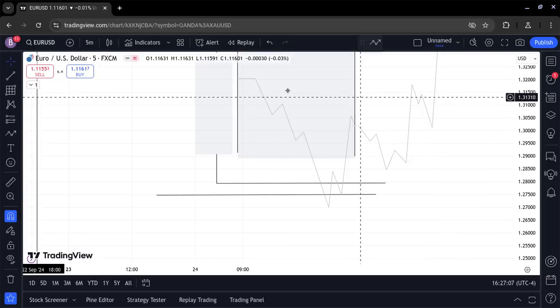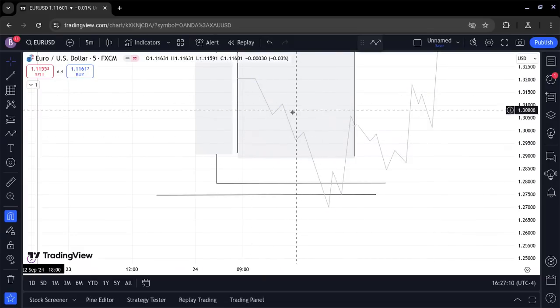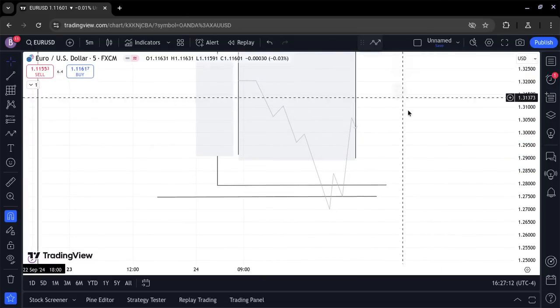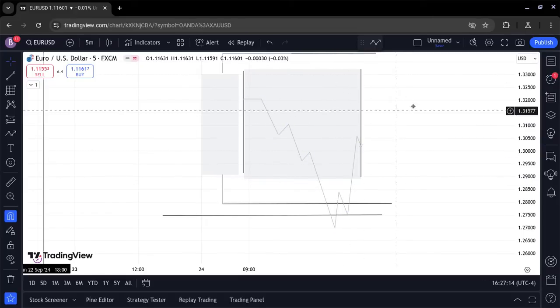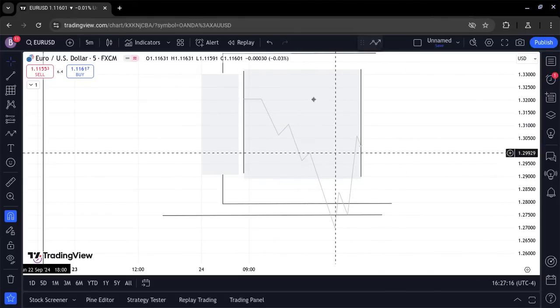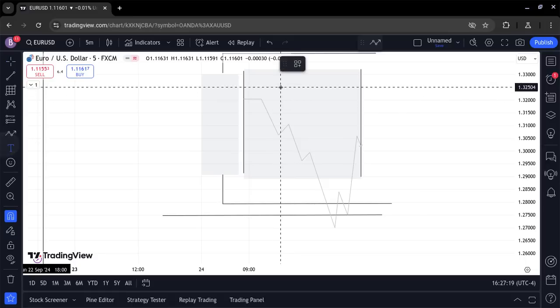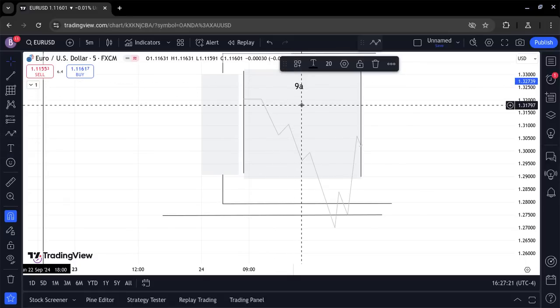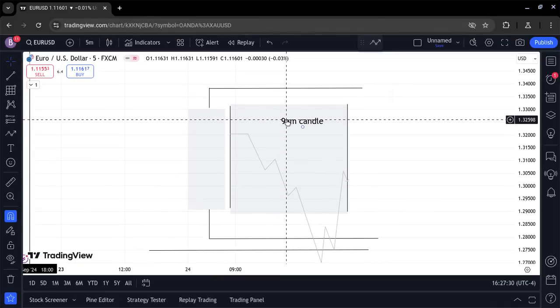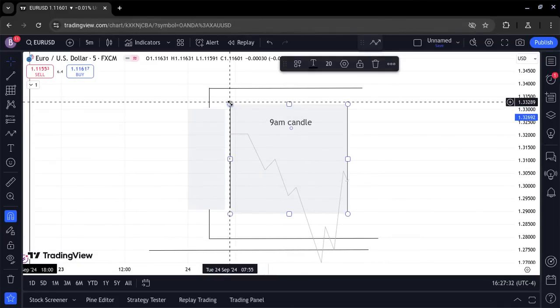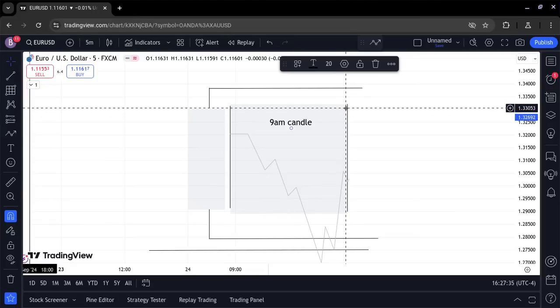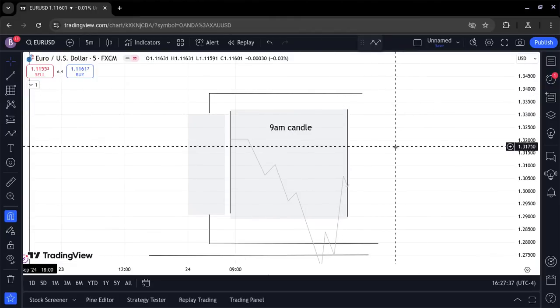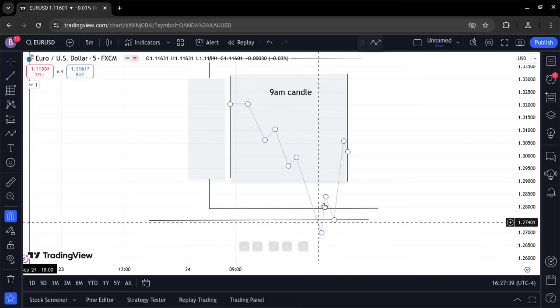Correct? Now I want you to focus on this part. Forget about this thing right now. Okay, forget about the expansion candle. Just look at this. Imagine this is the 9 a.m. candle right here. It's a 4-hour range. All right, beginning from 9 a.m. over here, ending at 1 p.m. right here. Okay, and you have this scenario right here.